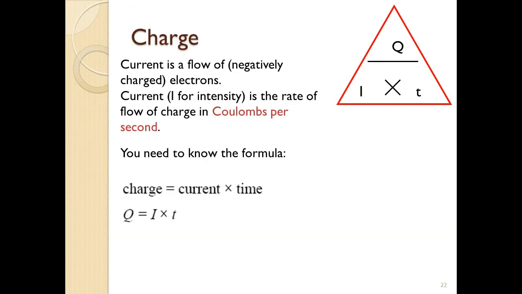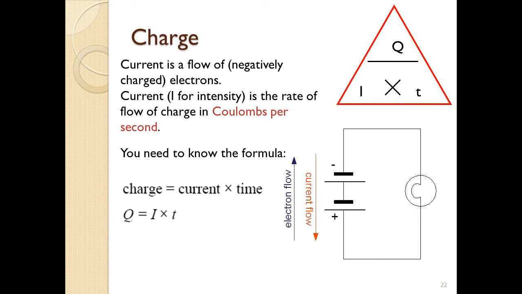You might have thought of current as a flow of negatively charged electrons. In fact, current, which gives them the symbol I for intensity, is the rate of flow of charge measured in coulombs per second. You need to know the formula that relates these terms, charge equals current times time. Before we apply that formula, it's worth noting that current flow is considered to be from positive to negative. In actual fact, we now know that electrons flow around the circuit. Electrons are negatively charged, so will be repelled from the negative terminal of a cell and attracted to the positive terminal. So electron flow is in the opposite direction to conventional current flow.